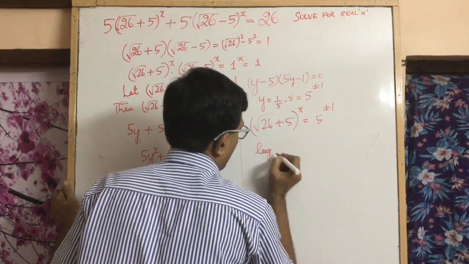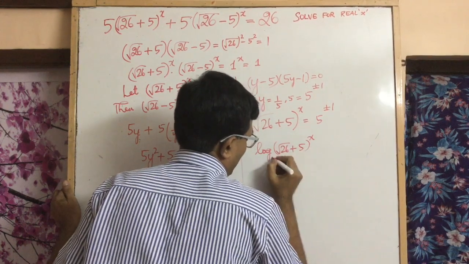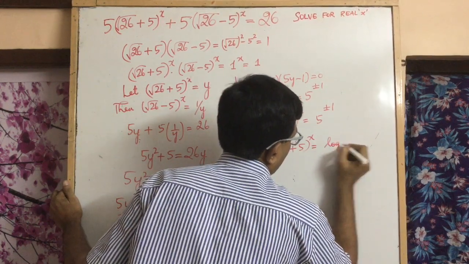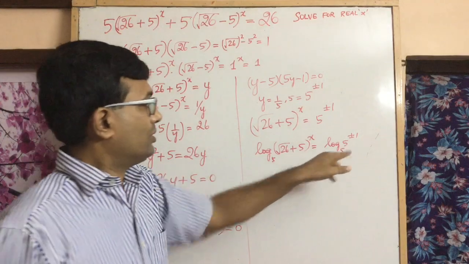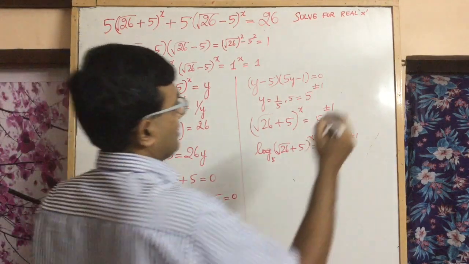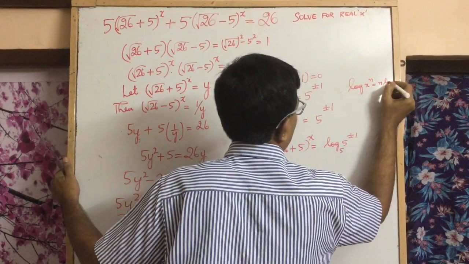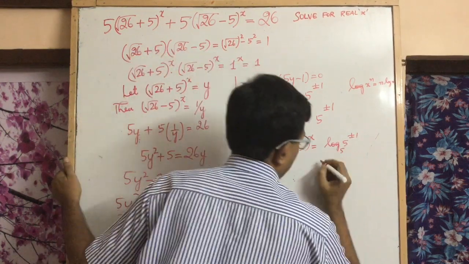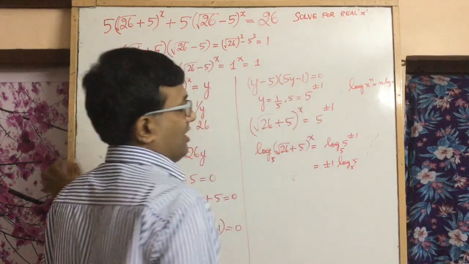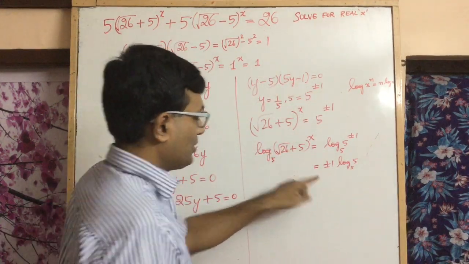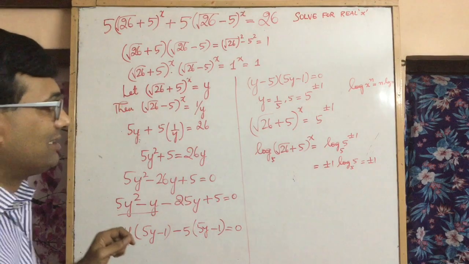So logarithm of (root 26 plus 5) the whole power x to the base 5 would be equal to logarithm of 5 power plus or minus 1 to the base 5. Now log of x power n is equal to n times log x. So this can be rewritten as plus or minus 1 times log 5 base 5. Of course, log 5 to the base 5 is 1. So this would simply boil down to plus or minus 1 into 1. So it's just going to be plus or minus 1.